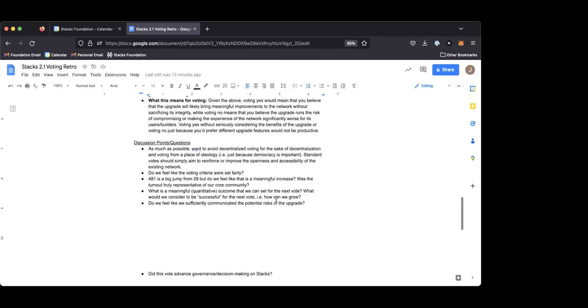So what does that mean for voting? Given everything that we just went over, it means that voting yes means that you believe that the upgrade will likely bring meaningful improvements to the network without sacrificing its integrity, while voting no means that you believe the upgrade runs a serious risk of compromising or making the experience of the network significantly worse for its users or builders. Voting yes without seriously considering the benefits of the upgrade, or voting no just because you prefer different upgrade features, would not be productive. So I just wanted to frame that in the context of this specific upgrade.